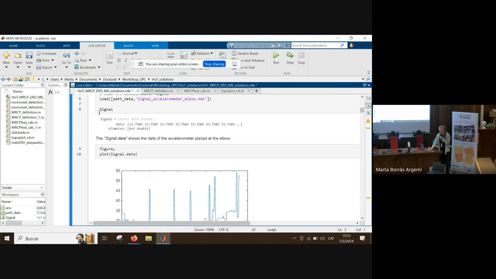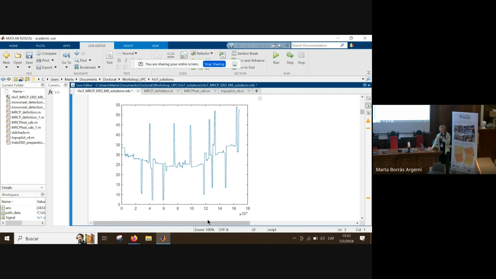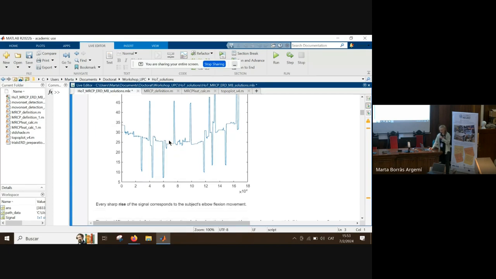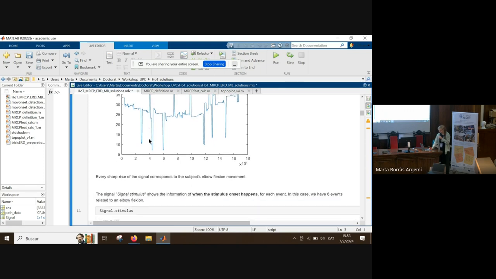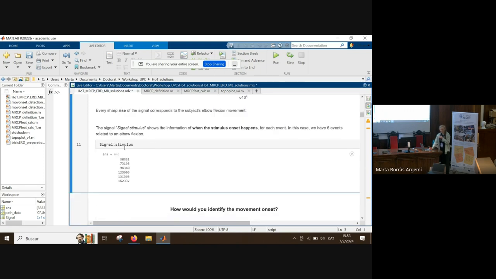So the signal accelerometer, we have the data, which looks like this, and here we can see one of each trial. These are elbow extension and these are elbow flexion. Okay, and what we want to detect is this point here, which is the starting of the movement. Here is when the subject started to move. And these are the points that we want to detect, and this will be the movement onset samples.